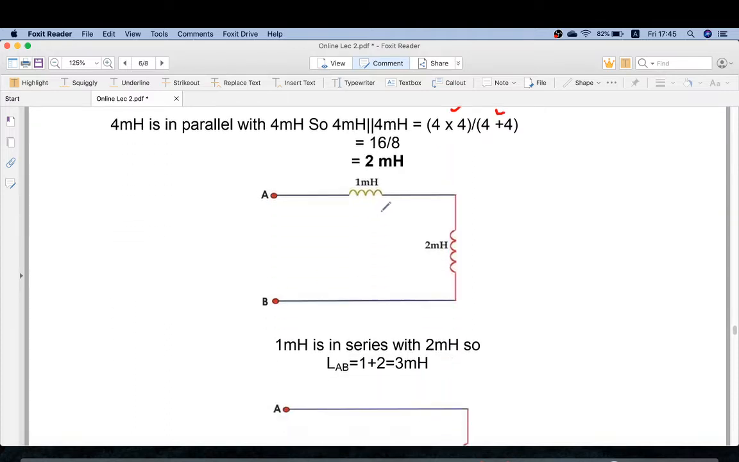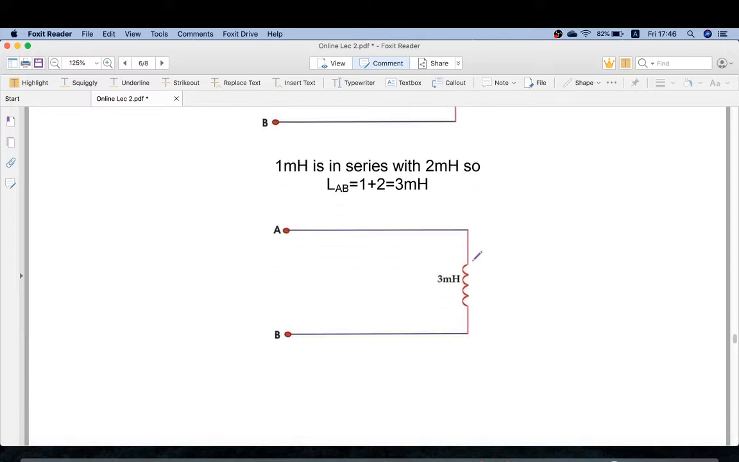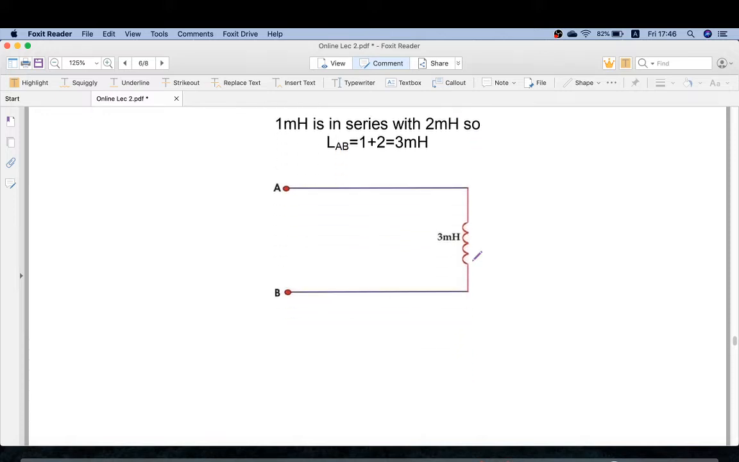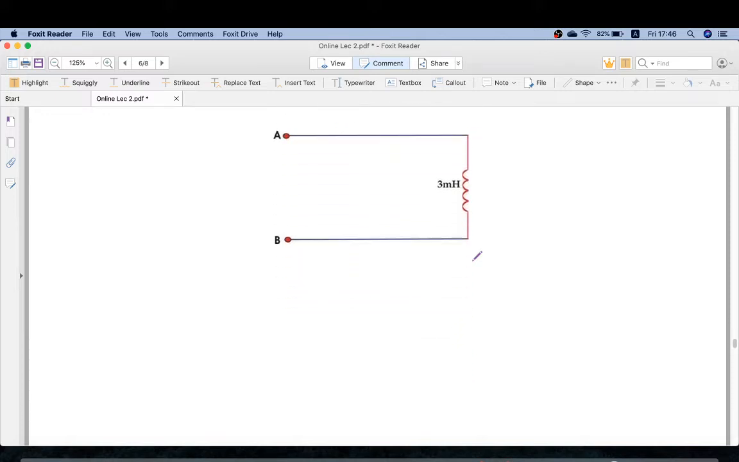Now in the final step, there are 2 inductors remaining with the values of 2 and 1. When inductors are in series, we just simply add them. 2 plus 1 is equal to 3. So in the final simplified circuit, we have one inductor with the value of 3.